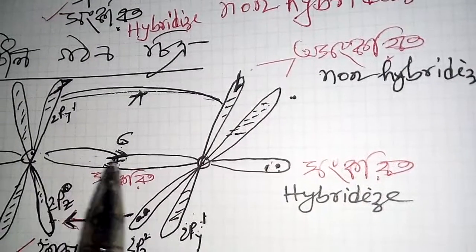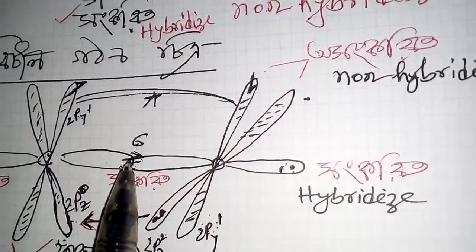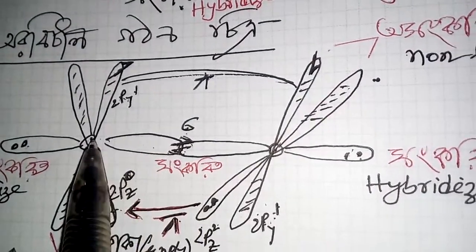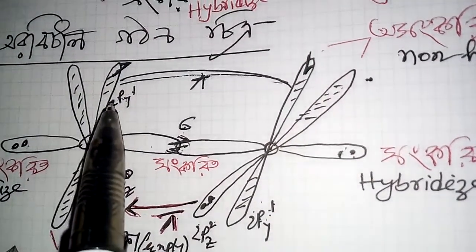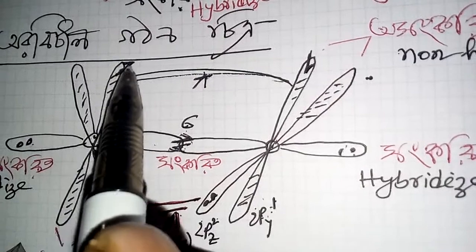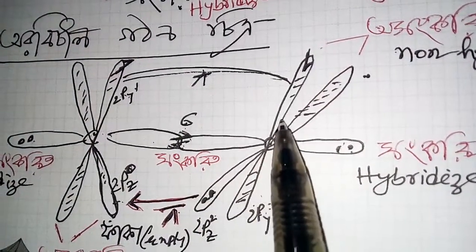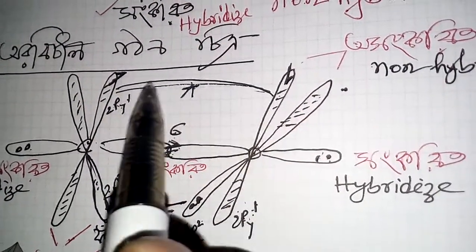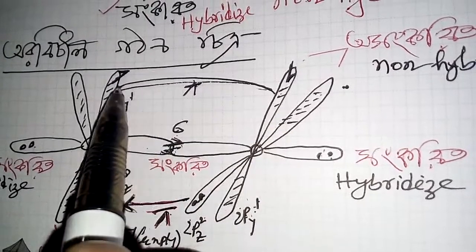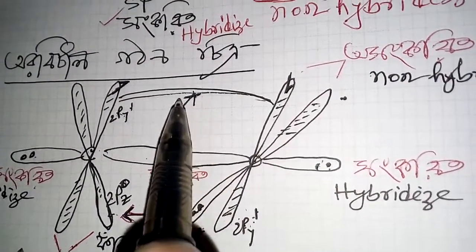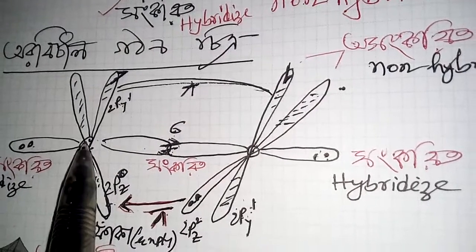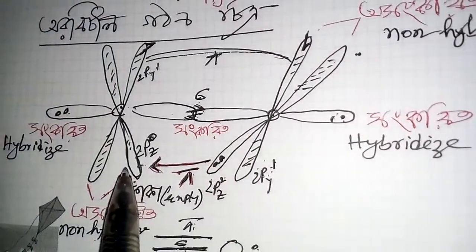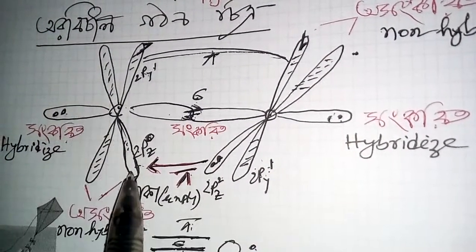This orbital of carbon and this orbital of oxygen make head-on overlapping and form a sigma bond. On the other hand, carbon has a non-hybridized orbital having one electron, and oxygen has one non-hybridized orbital having one electron. This orbital and this orbital overlap side by side and form a pi bond. And carbon has one vacant orbital, that is also a non-hybridized orbital, this is the vacant 2pz0.